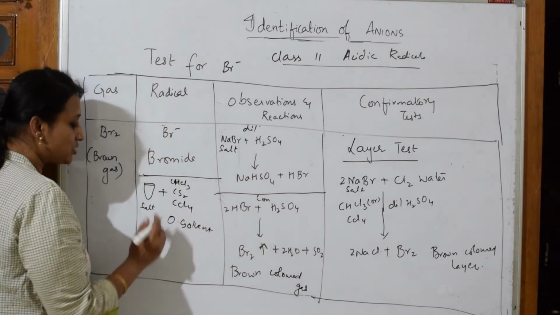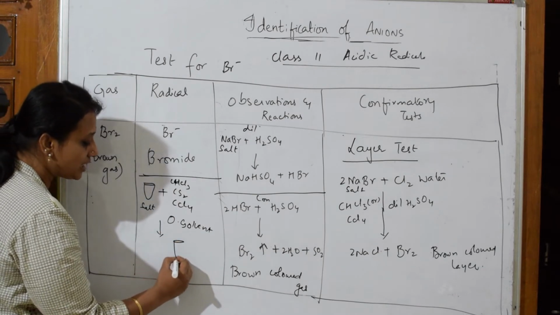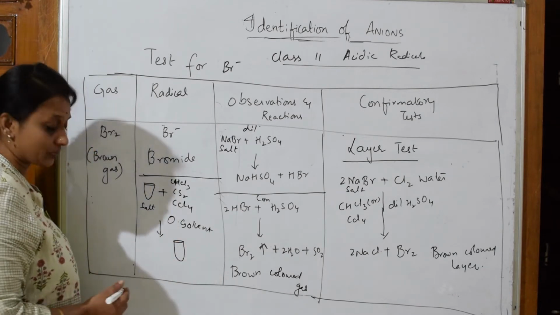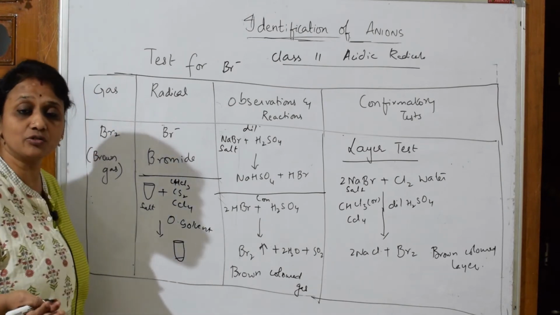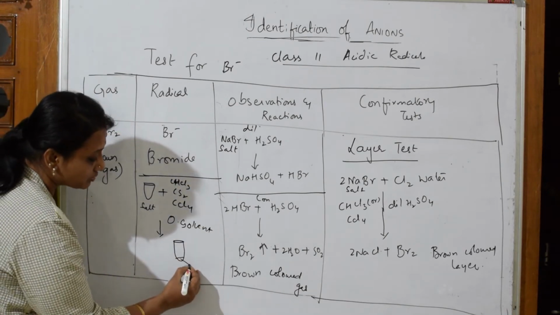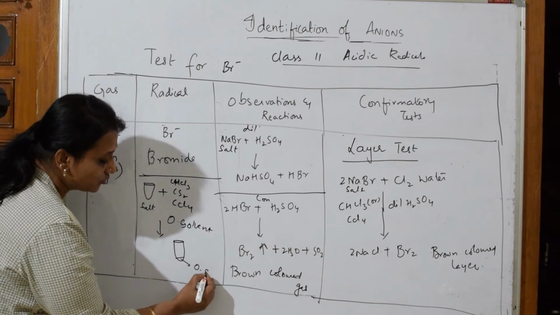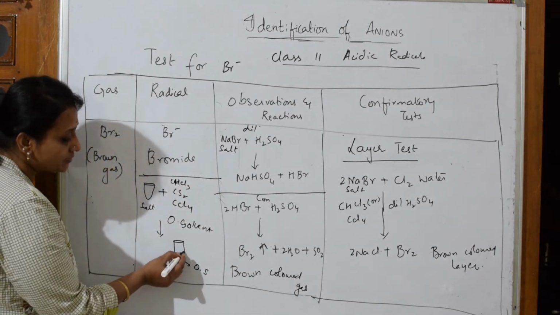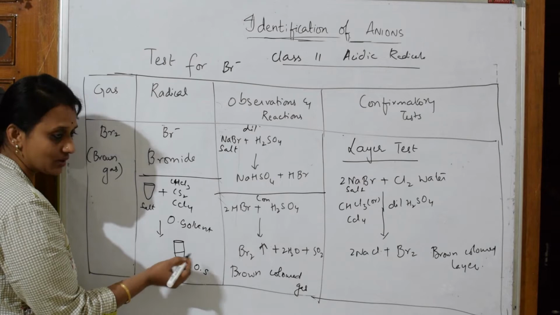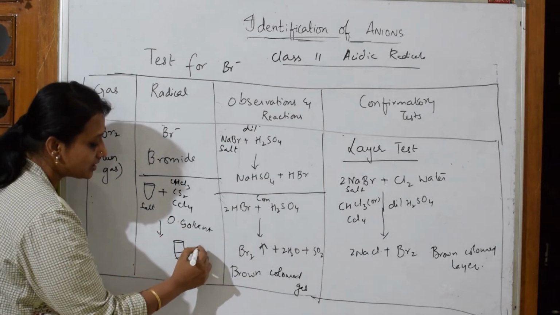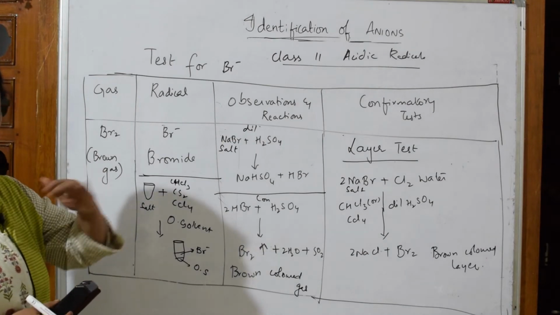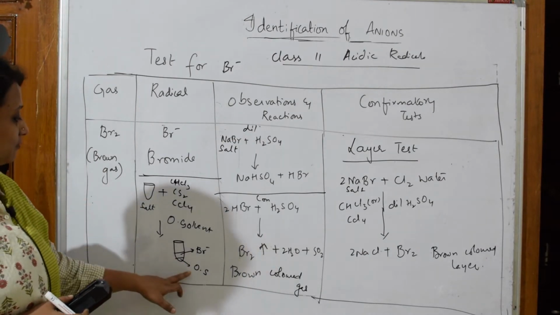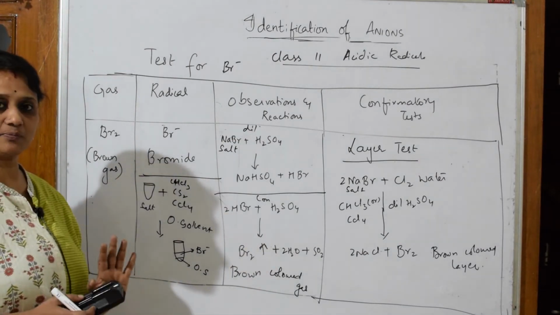Once you add it, you're going to get two layers in the test tube. The bottom layer will be the heavier, denser layer of organic solvent. On the surface, you will have one more layer. That layer contains your bromide anion, and it will be floating on the surface. Now, once this is over, this is step 1.